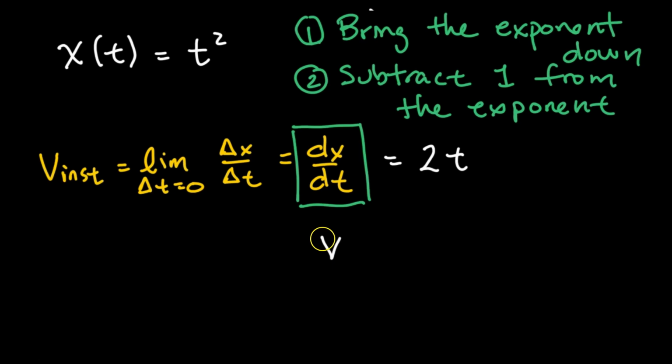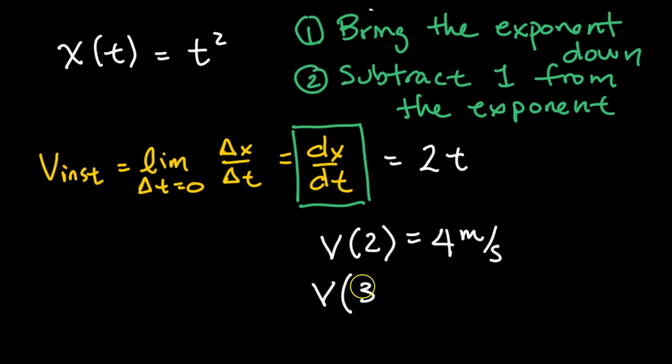Now, if I want to find the instantaneous velocity of the object at 2 seconds, I can plug in 2 there, and 2 times 2 is 4, so 4 meters per second. If I want to find the instantaneous velocity at 3 seconds, I just plug in 3. 3 times 2 is 6 meters per second. So you can see how easy this is. Instead of trying to pick two dots that are really close together, we can just find the derivative of the equation to calculate the instantaneous velocity. What the derivative does is essentially calculate the slope of that equation.